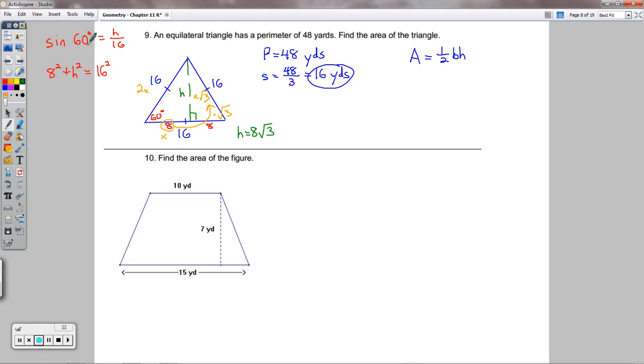So if you use this or you use this, you would get the same thing as this. If you're using this, you might get a decimal approximation, but that decimal equals 8 times the square root of 3. So from there, I can take that and plug it in. I have 1/2, the base would be 16, the height perpendicular with respect to that base would be this 8 times the square root of 3. So this is 1/2 of 16, that's 8, and then times another 8 would be 64. So I have 64 times the square root of 3, or approximately 110.9 yards squared.